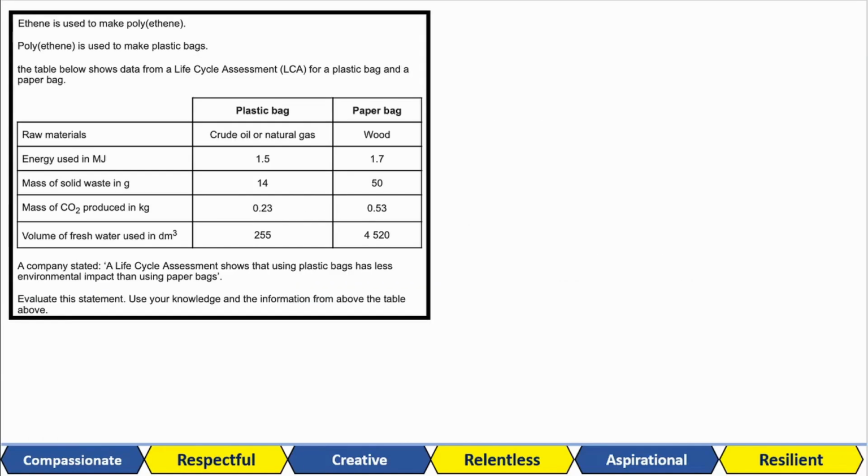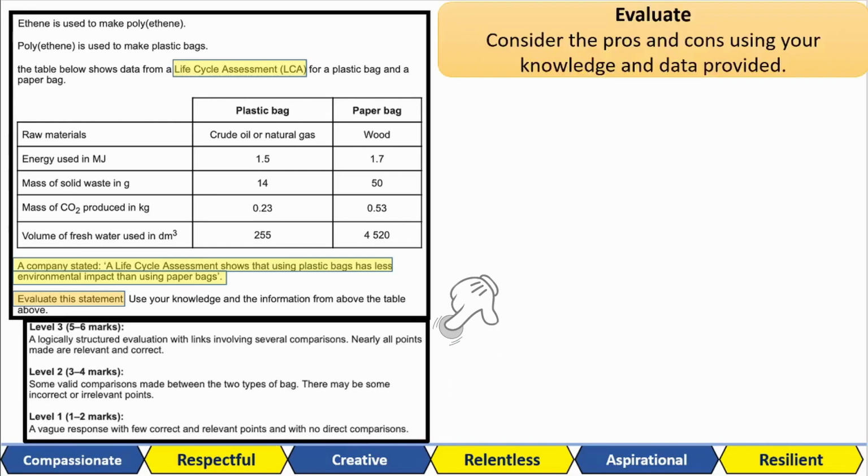Now let's look at what an evaluation question looks like. Here we have the question about life cycle assessments. There's a lot of information here setting this up for you, but it's the command words that we are going to focus on. It's asking you to evaluate this statement that's on top. Use your knowledge and the information from the above table to help you. Look at how the marks are segmented here.